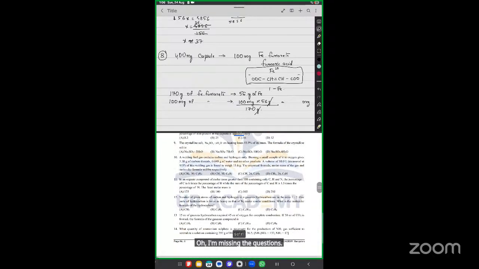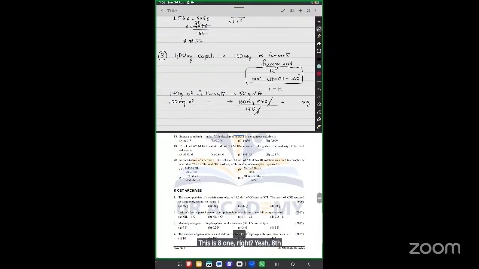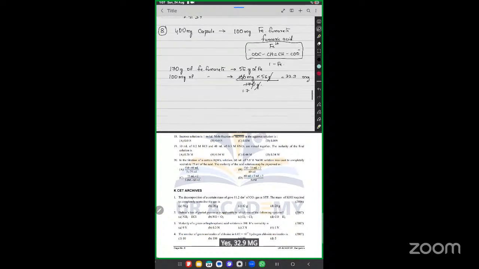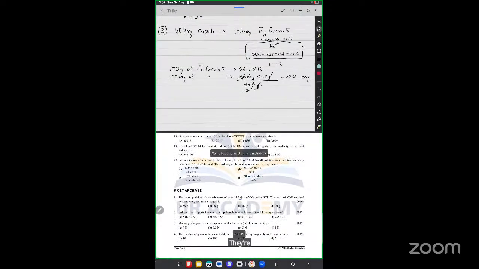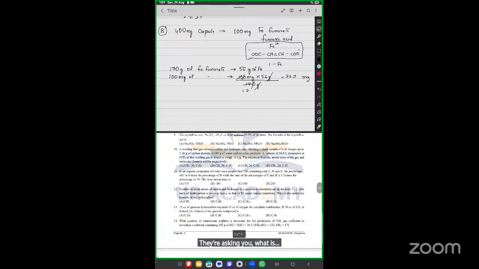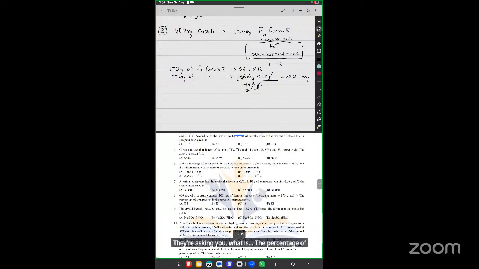This is the eighth one, right? Yeah, the eighth one. So what we get here is 10 gets cancelled, so 10 ones are 10 and 32.9. Yes, 32.9 mg you're getting, right? They're asking you what is the percentage of Fe in the capsule, not in the fumarate, right?